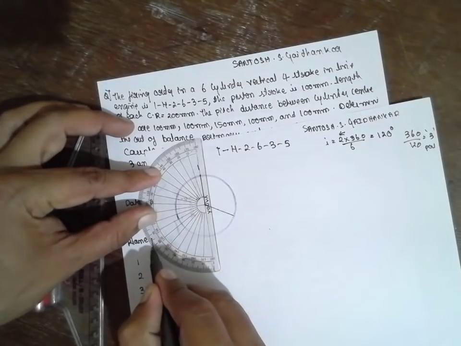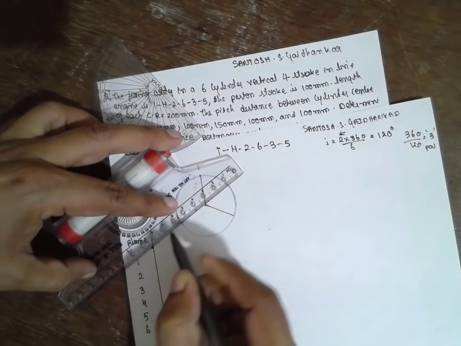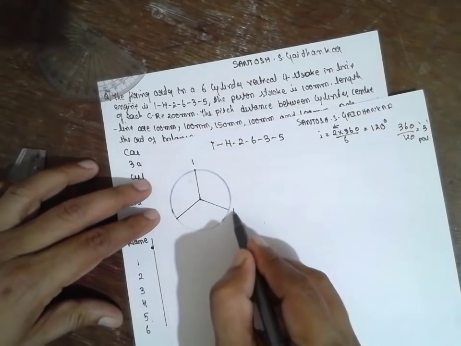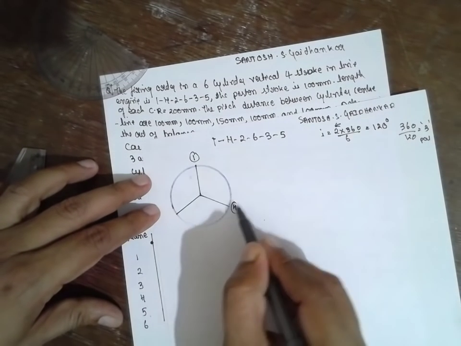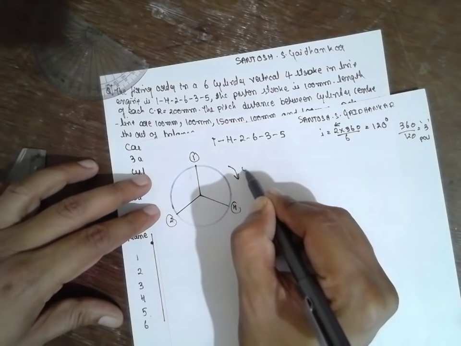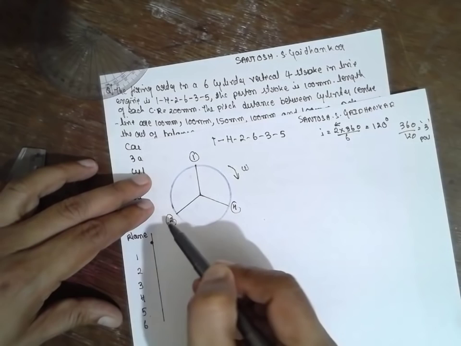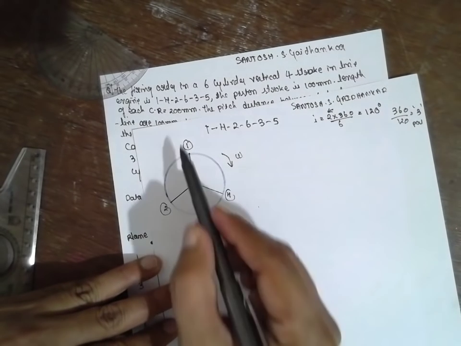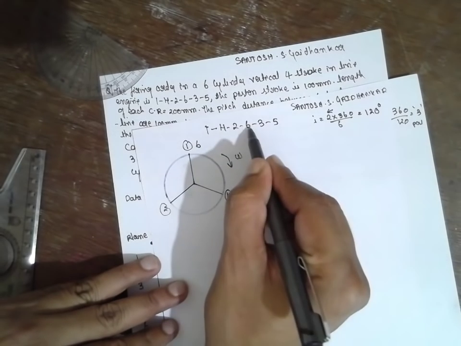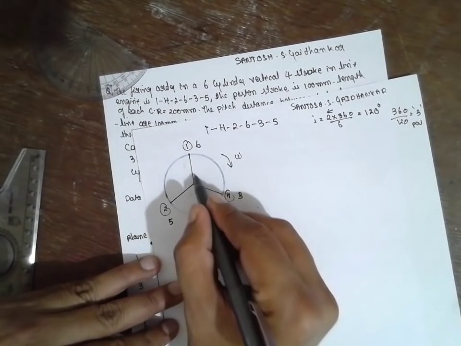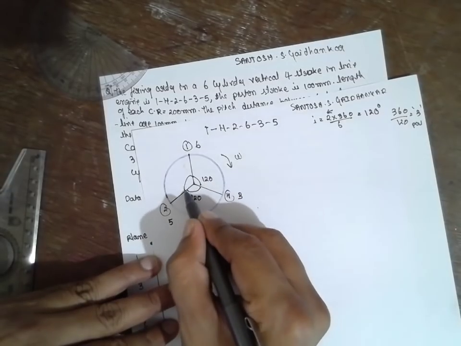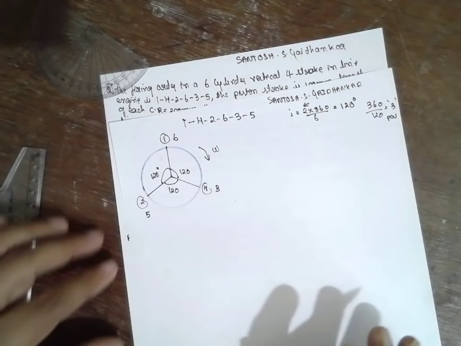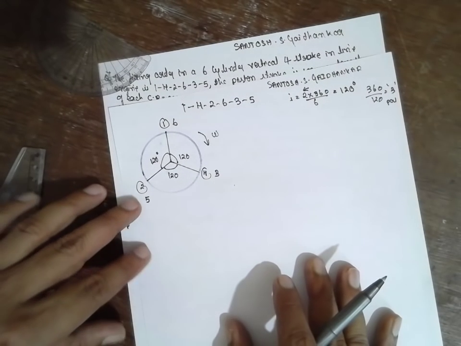Again, this side should be 120. Okay, now first is 1, next will be 4, next will be 2. I'm going in this direction; if you go in this direction, it will be 1, 4 and 2. You can take any direction. I'm now considering only this direction: 1, 4 and 2. Next is 6, 3 and 5. These angles will be 120, 120, 120. Okay, this is the complete diagram.